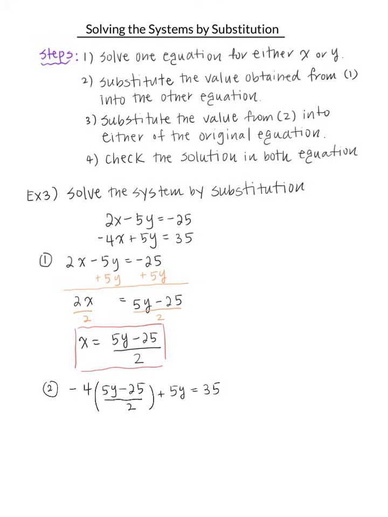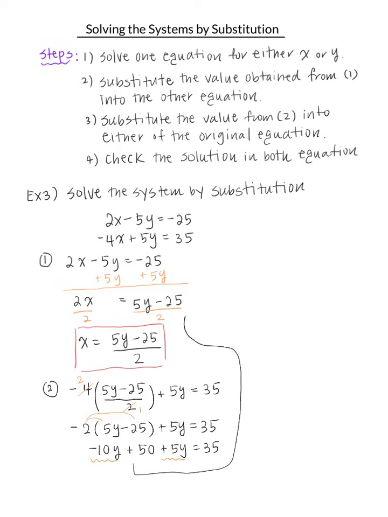All right, so now let's simplify this a little bit. 2 goes into 2 once and into 4 twice. So here we have negative 2 times 5y minus the 25 plus 5y equals 35. I'm trying to do this step by step. Now I'm going to distribute the negative 2 to each term because I'm trying to solve for y. So then we're going to have negative 10y plus 50 plus 5y equals 35. Okay, so now let's combine negative 10y and plus 5y. I'm running out of room, so I am going to go over here.